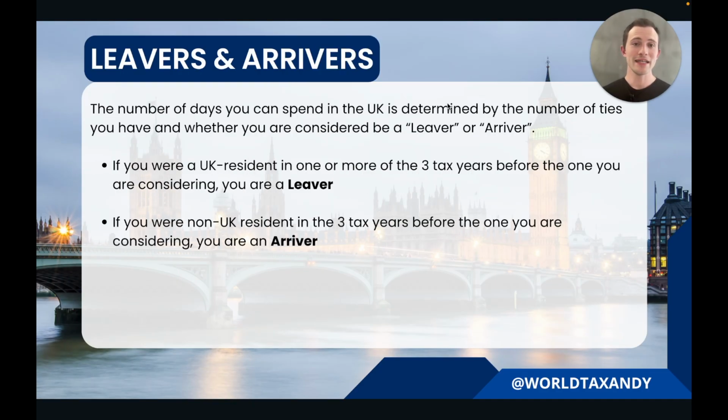So the number of days that you can spend in the UK is determined by the number of ties you have and whether you're considered to be a leaver or an arriver. So if you were a UK resident in one or more of the 3 previous tax years before the one you're considering, you're a leaver. And if you were non-UK resident in the 3 tax years before the one you're considering, then you're an arriver.